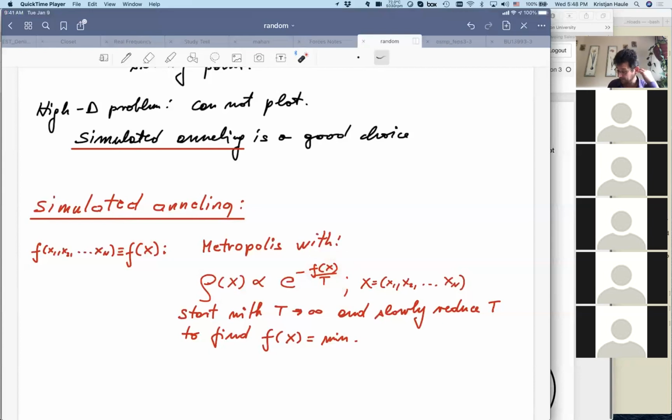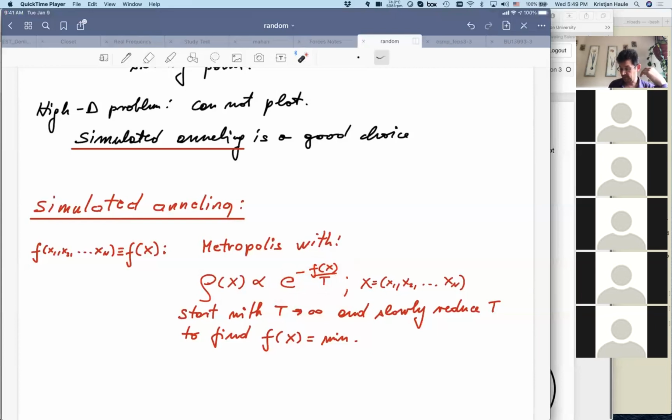Therefore, what we're going to do is take temperature to be some very large number at the beginning, and then slowly decrease it. When temperature becomes small enough, this exponent becomes a tremendous function, a tremendous value when f of x is bigger than the minimum value. When the function f of x has a minimum, this number is the biggest number. And when f of x is bigger than the minimum, this probability decreases exponentially quickly.